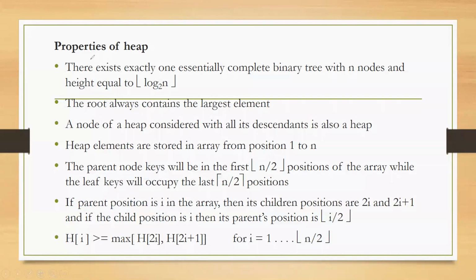These are some of the important properties of the heap. There exists exactly one essentially complete binary tree. A heap means there should be one tree. It can't be a combination of many trees. There exists exactly one essentially complete binary tree with n nodes and height equal to floor of log n. This symbol tells us we are calculating the floor of log n, which means the previous whole number of log n.